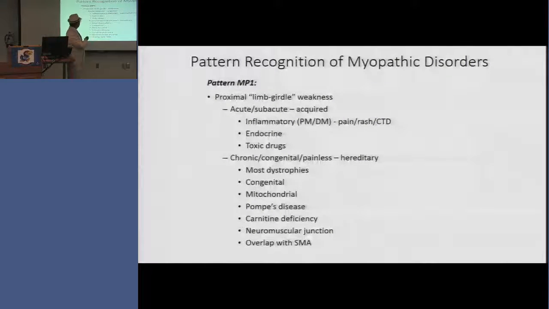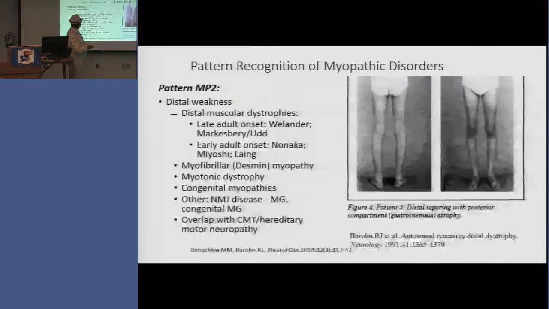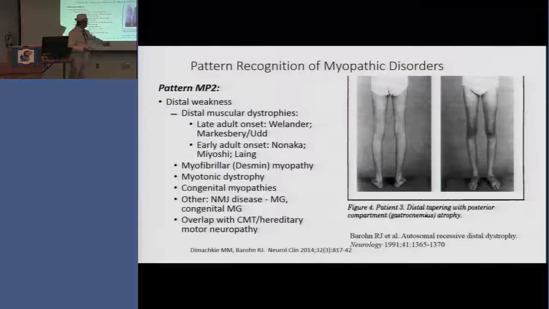Pattern 1, MP1, proximal limb girdle weakness, is the most common myopathic pattern. If it's acute and subacute, it's more likely going to be acquired, and if it's chronic, it's more likely to be hereditary. Pattern 2 is distal weakness or distal myopathy. These can be autosomal dominant, such as in Welander or Markesbery variants, or in myotonic dystrophy, or it can be autosomal recessive, such as in the picture in this slide of Miyoshi myopathy.